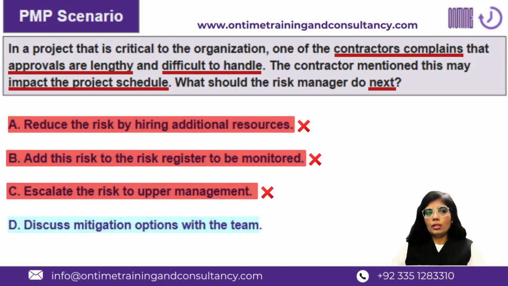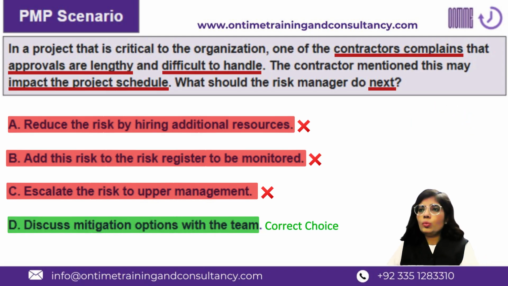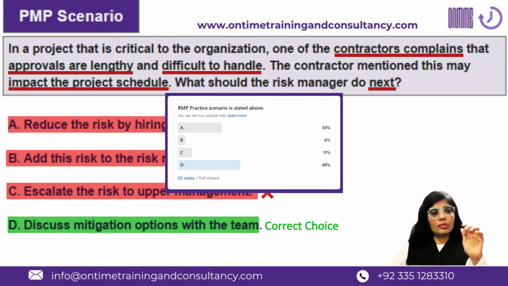Like I said, maybe easing out the approval process, or reducing the time, or removing unnecessary layers, or giving some authority to the project manager to the extent that is workable for the organization. Whatever makes sense as a mitigation option could be a workable solution. So yes, D is the right answer to this question, and most of the people actually went for option D as well on our Friday polls. More than 50% went for option D. So you guys are correct with your understanding.